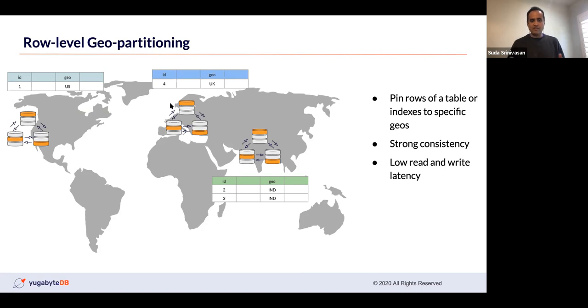So for example, if you have a table with bank accounts and you want to pin those accounts to different geographies, you can do that easily with row-level geo-partitioning, and table spaces make the process of keeping these partitions in those regions much easier.